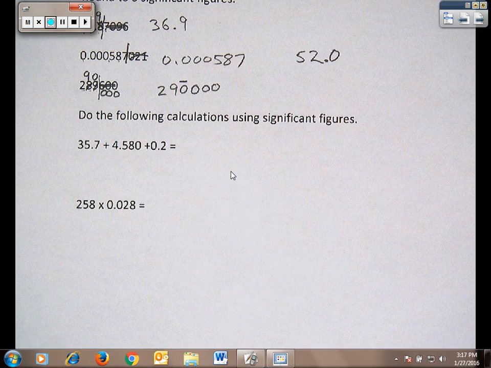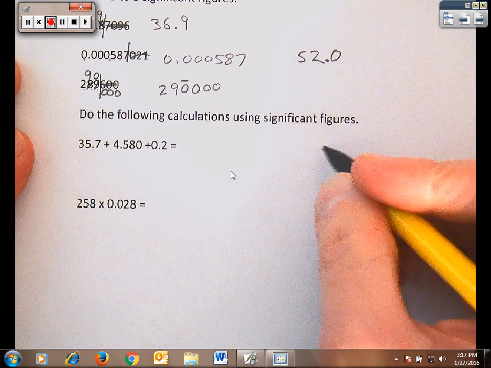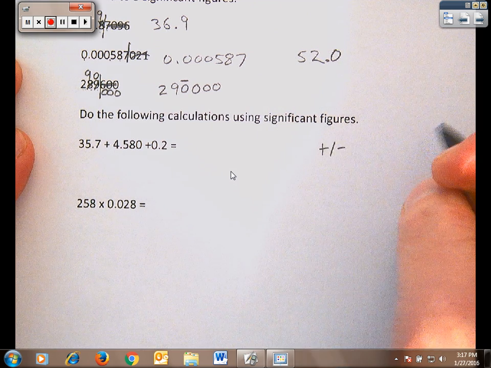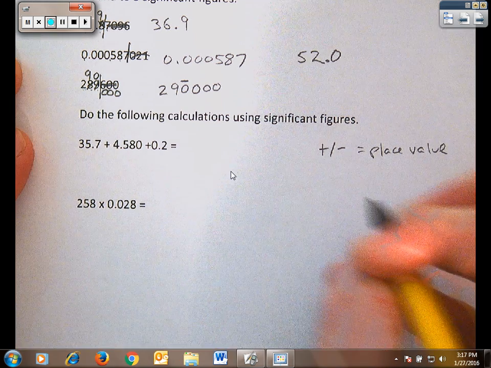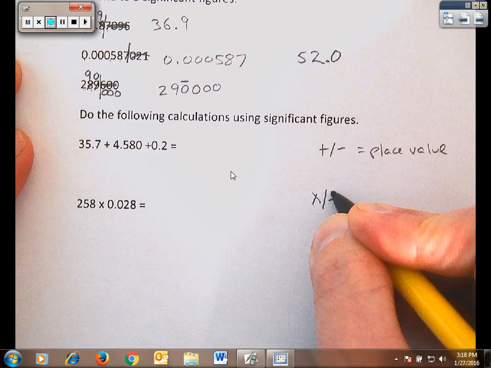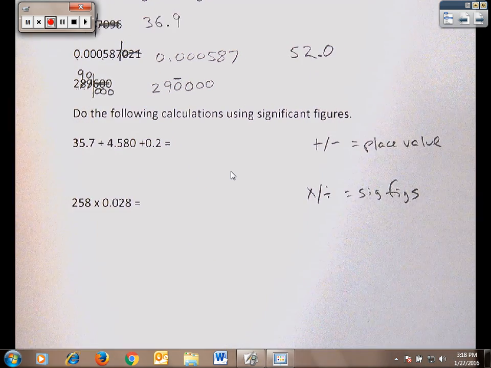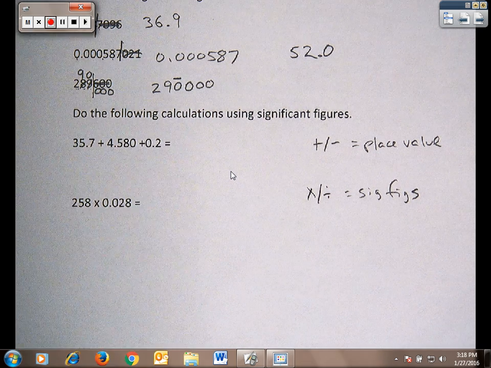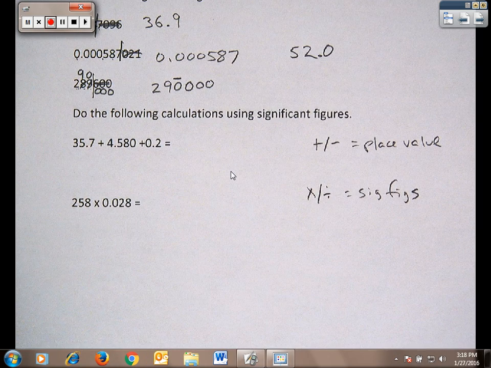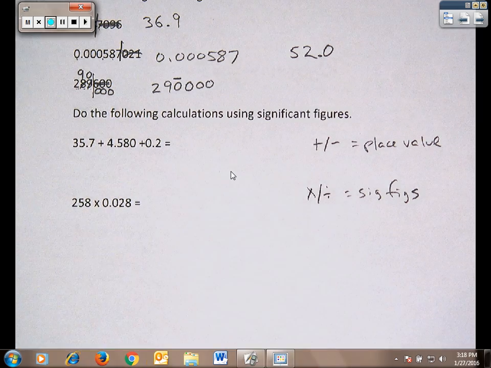Let's get to the multiplication, subtraction, addition, all the fun stuff, the calculations that we do. When you add or subtract, it's all about place value. When you multiply and divide, it's all about significant figures. Our limiting factor is the number that determines where we round. In addition and subtraction, the simplified rule that we're using is the limiting factor is the number with the fewest place values after the decimal point.